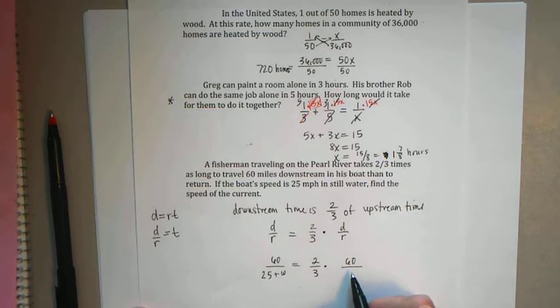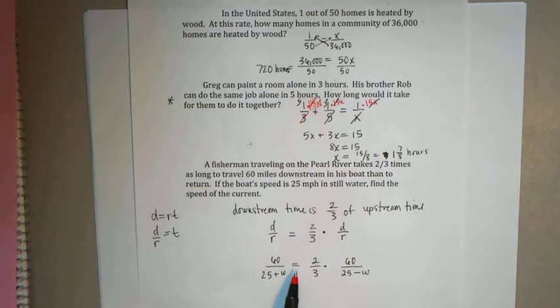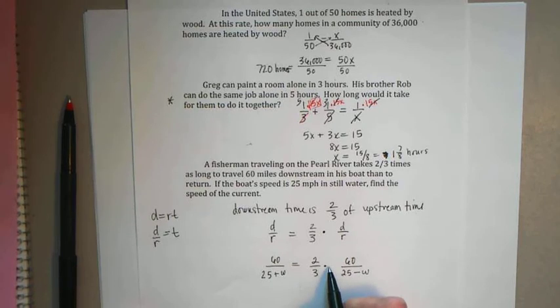And then for this one, we want the upstream time, right? And we know that time is distance over rate. So I have a distance of 60, and my rate going upstream is going to be the 25 miles per hour that the boat's going, subtract the rate of the water now. Have an equal sign. Notice that this times isn't an add or subtract, so this is all one term.